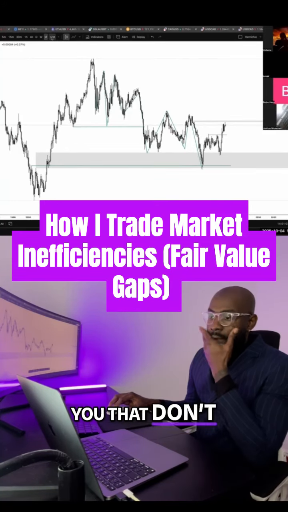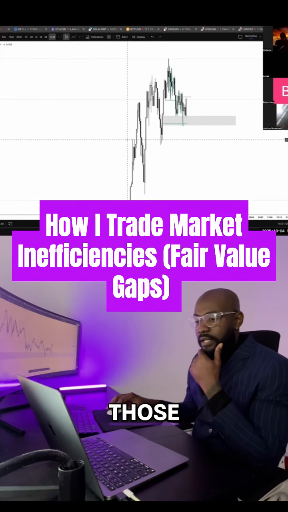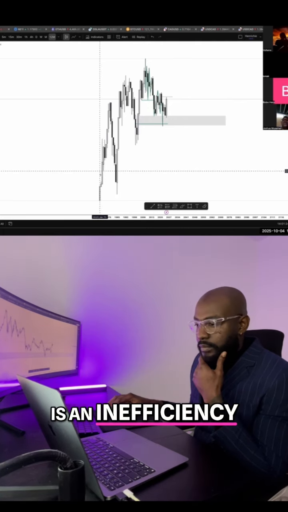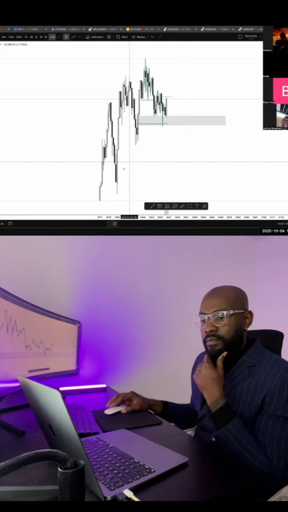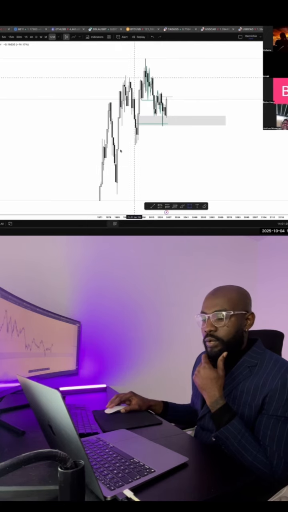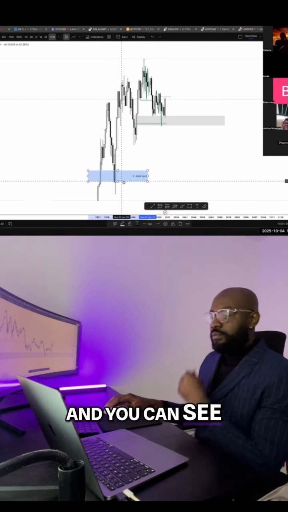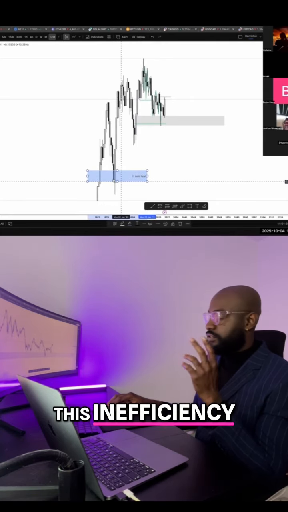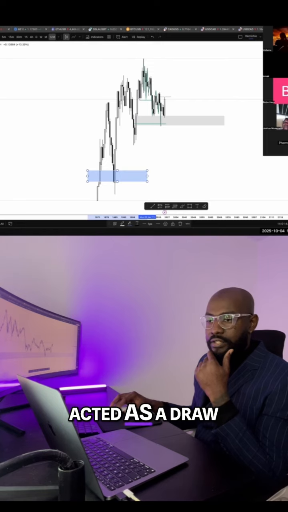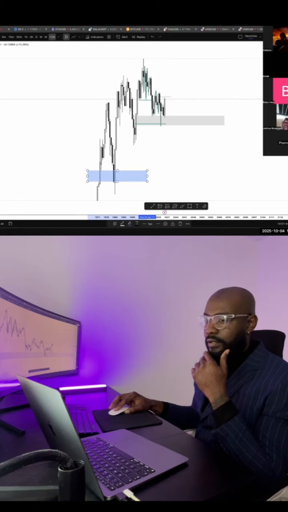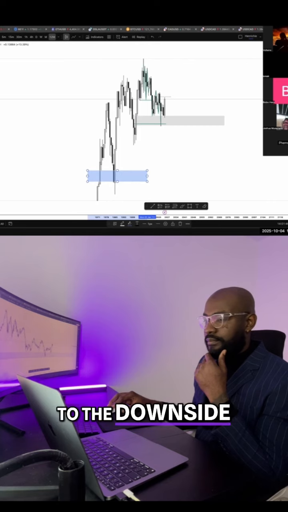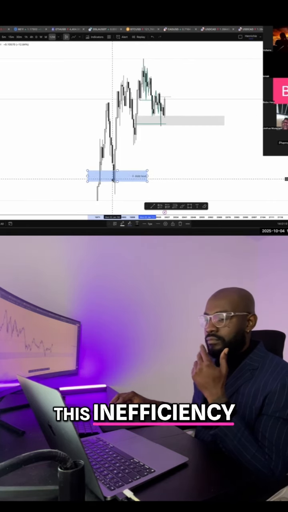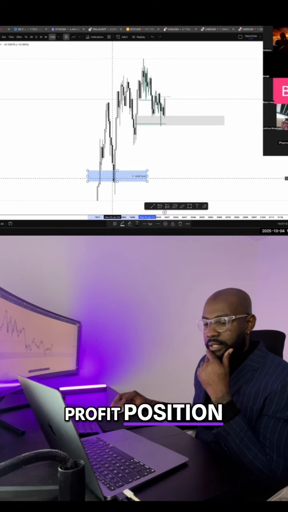Now, for some of you that don't know what an inefficiency is, it's pretty much those gaps you can see right here. So this entire zone is an inefficiency. It's also a fair value gap right here. You can see that in this location, this inefficiency acted as a draw on liquidity, and it attracted price to the downside right here.